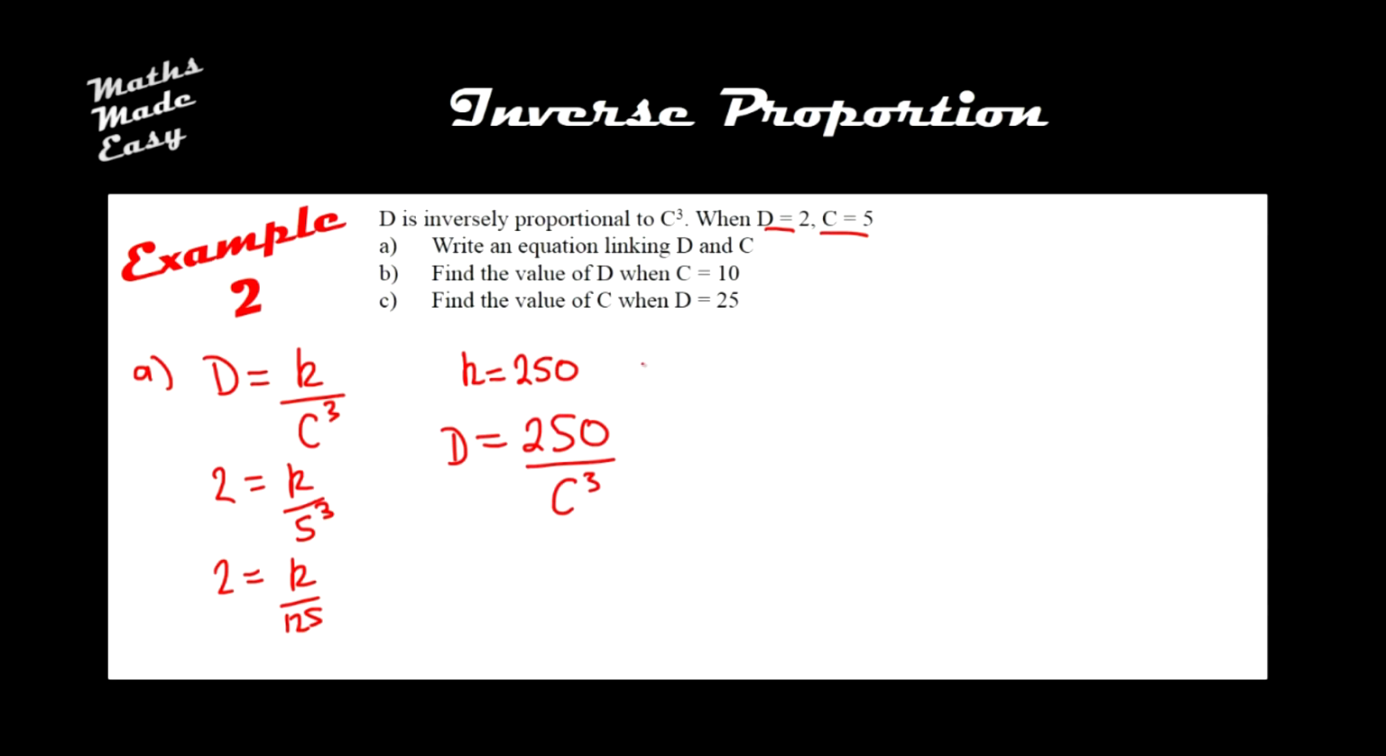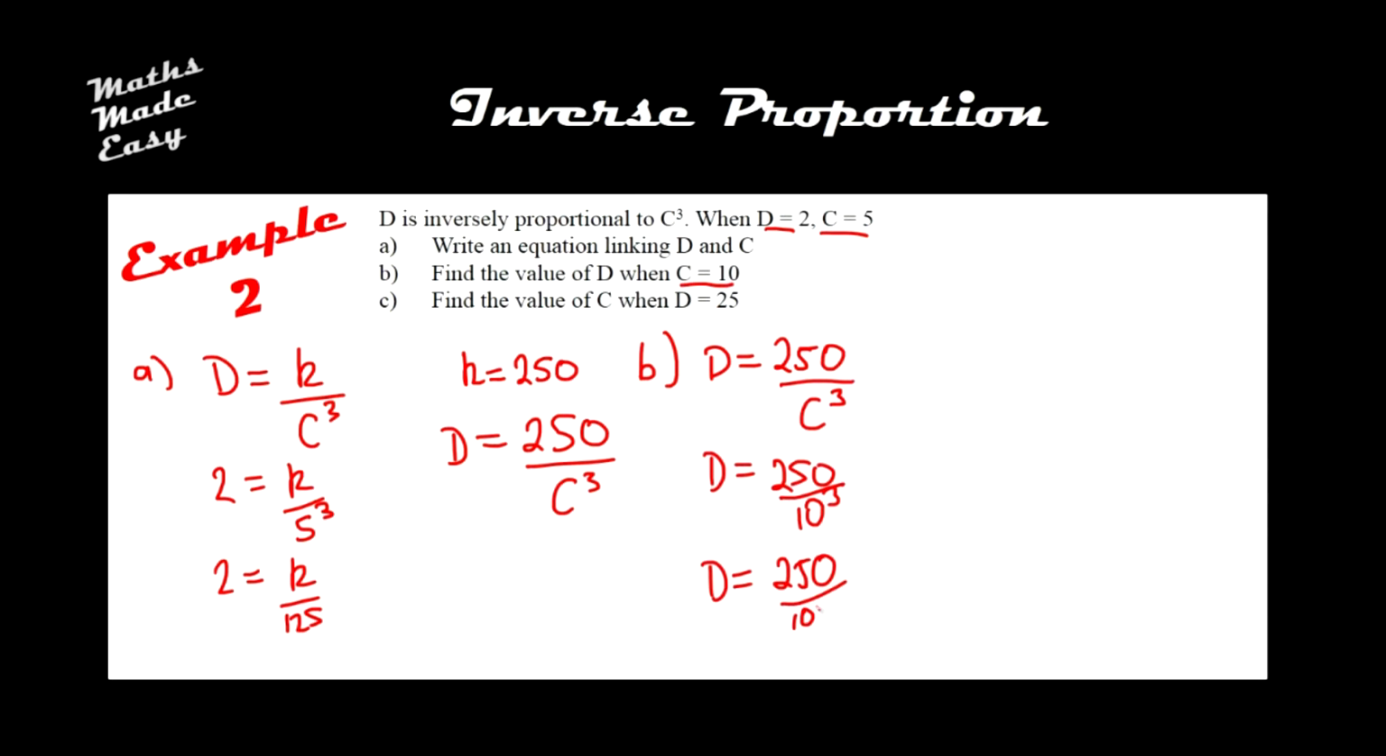So here's our formula. For part B, let's write out the formula first. D equals 250 divided by C cubed, and we're told in part B that C is 10. So D equals 250 over 10 cubed. 10 cubed is just 1000, so it's 250 over 1000, which you should know neatly simplifies to 1/4, since 1000 divided 4 is 250.